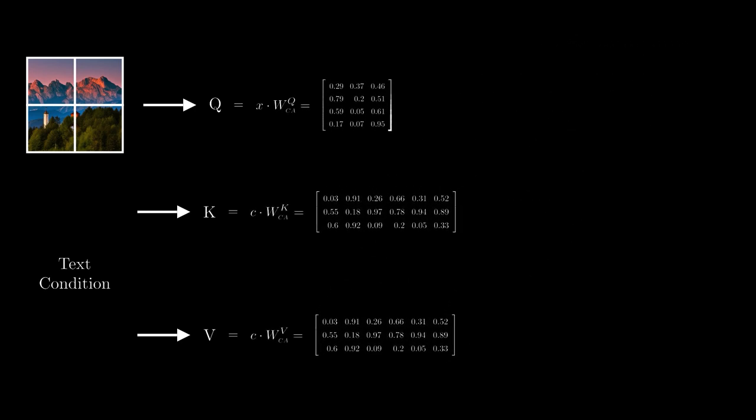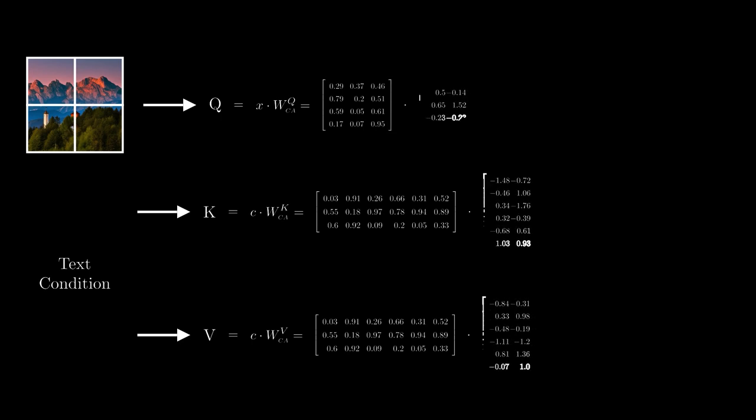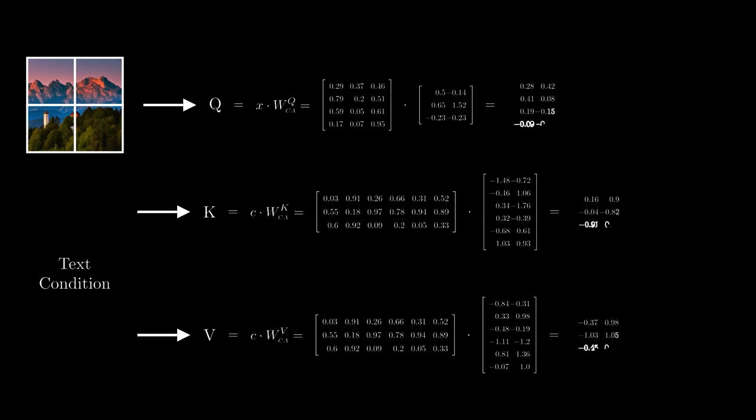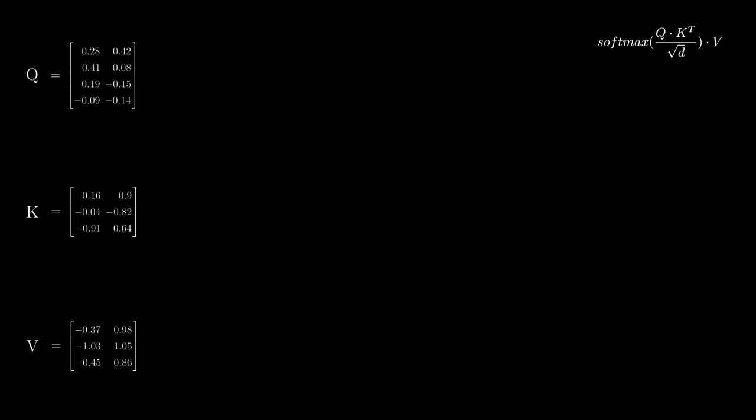For our 4x4 image, we'll take the same projection of 3x2, and for K and V, we'll create projections of 6x2 to project the 6-dimensional embeddings down to 2. So now we have Q, which has a shape of 4x2, and K and V, which have a shape of 3x2. 4 pixels and 3 words. And now we do the exact same thing as before.